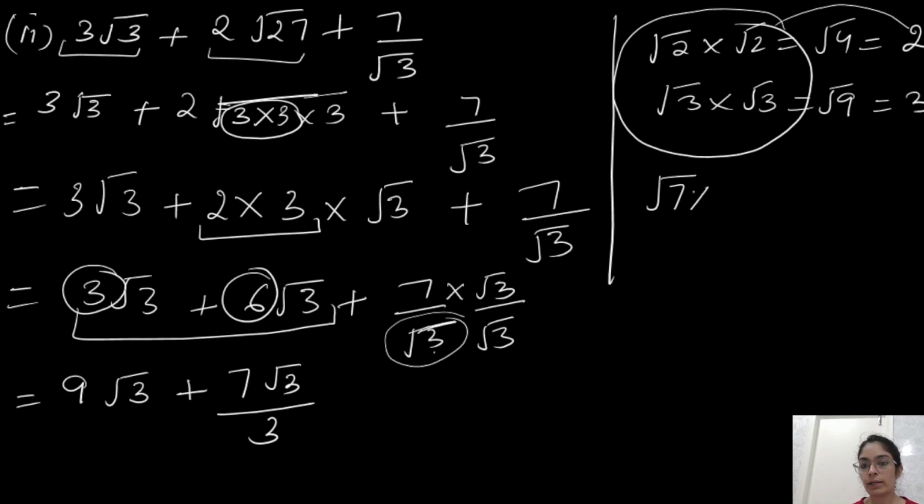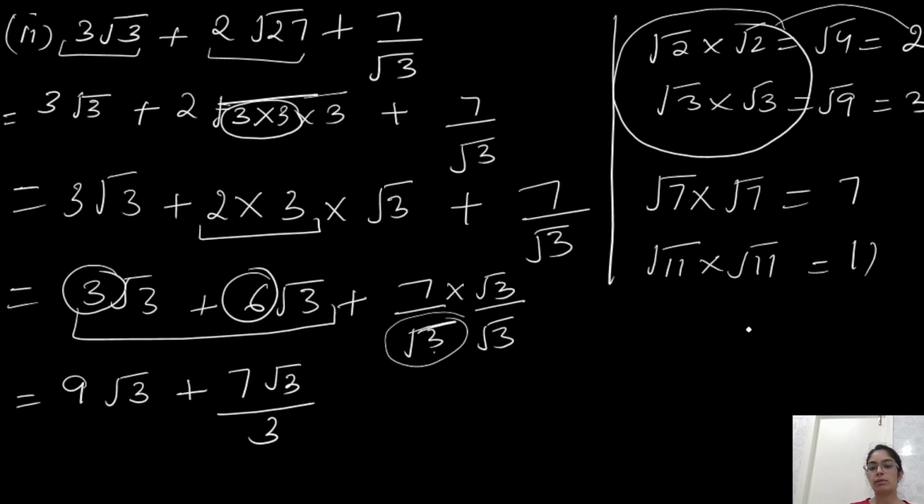So suppose if I have square root of 7 into square root of 7, directly you can write 7. If I have square root of 11 into square root of 11, 11 you can write. So whenever we are multiplying this type of numbers, their answers we can directly write. Okay, so that is what I have done here. Now I have got this thing.